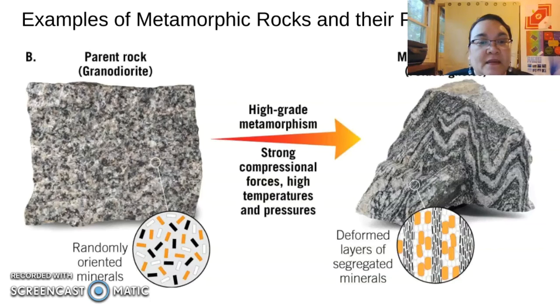Here's another example of a metamorphic rock and its protolith. In this case, the parent rock is a granodiorite with randomly oriented minerals, and it's subjected to strong compressional forces and high temperatures and pressures to form a metamorphic rock called gneiss, where the minerals have lined up and then those bands of minerals have been folded.